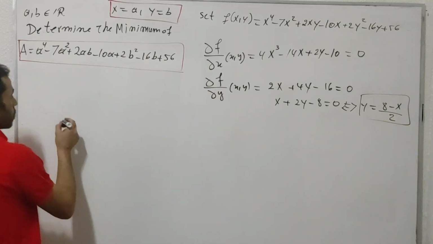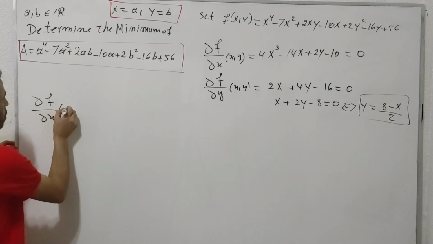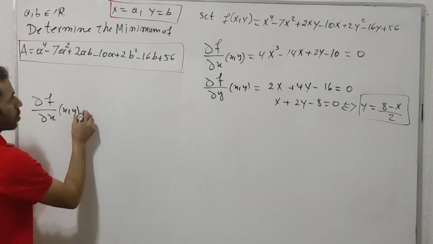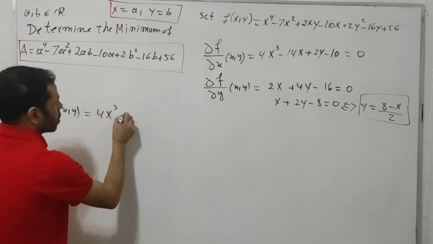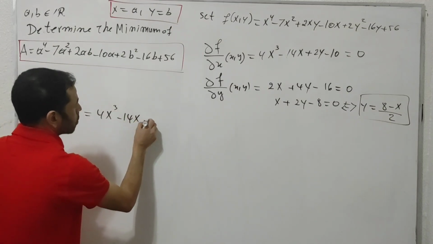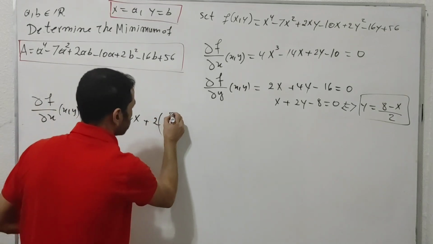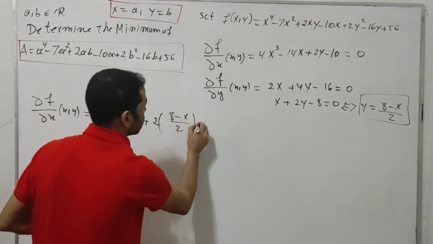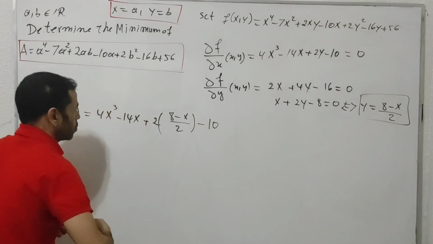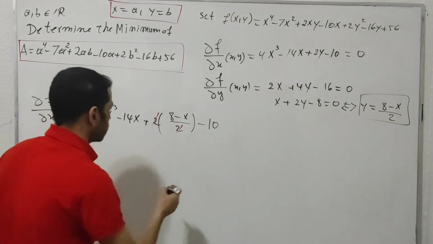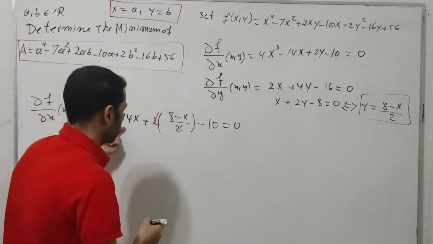So I will have the partial with respect to x at the point (x, y) given as 4x cubed minus 14x plus, I'm going to replace y, 2 multiplied by (8 minus x) divided by 2, okay, minus number 10. The nice thing here is that number 2 will be cancelled out. This one equals 0, okay. So I'm going to solve for x now.